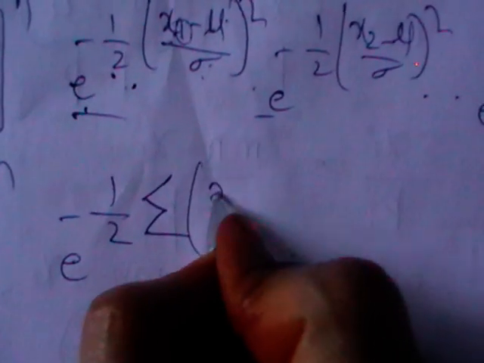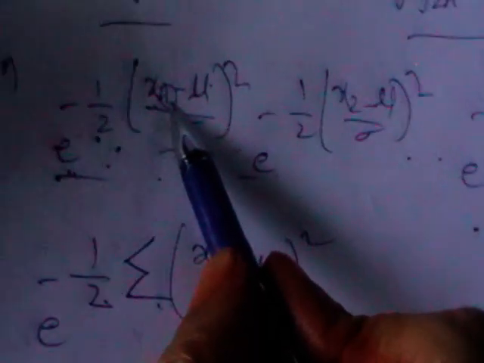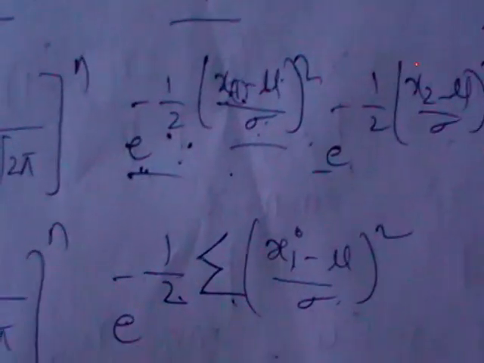As the bases are equal, you can add the powers. As you are adding, you can put the symbol sigma. 1 by 2 is common. The only thing changing is the suffix of x, remaining all are the same, so we can write that as (xi minus mu by sigma) whole square. Again I'll repeat, e power minus 1 by 2, as the bases are equal, you can add the powers, using the sigma symbol: minus 1 by 2 sigma. The format of this term is the same, only the suffix of x is changing, so you put i here and mu comma sigma remain the same. So we wrote L.